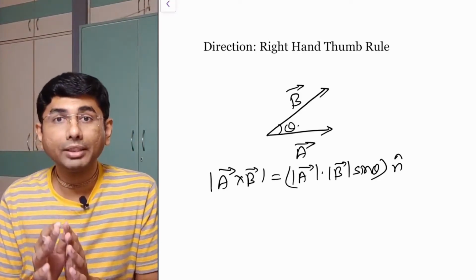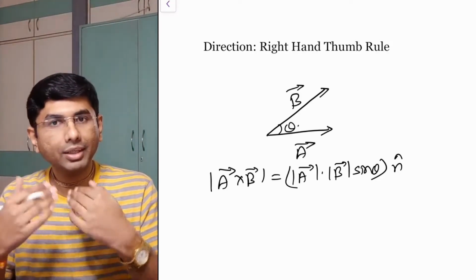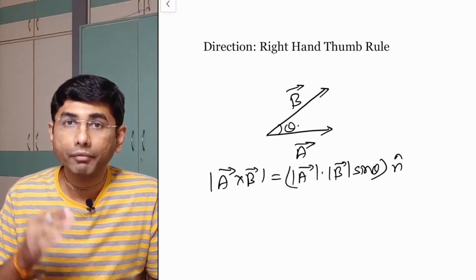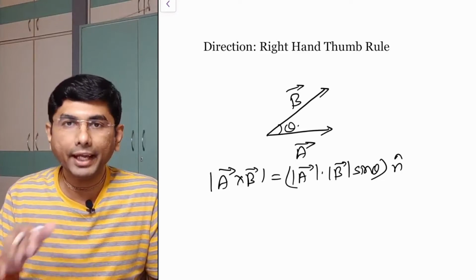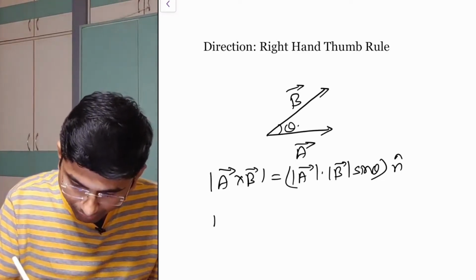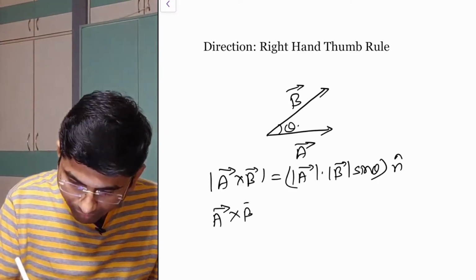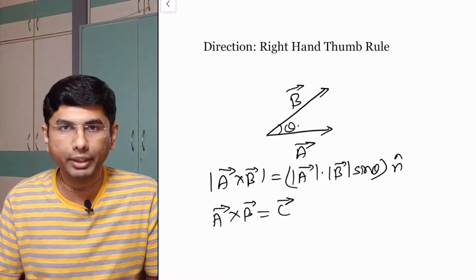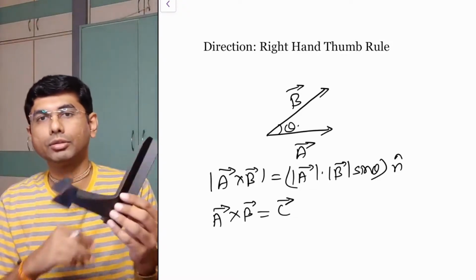Now you need to imagine what a cross b is. A cross b is another vector. What is that vector? This a cross b is a vector which will be perpendicular to both a and b. Imagine I have a vector cross b vector, and let's consider it a c vector. This c vector will be perpendicular to both vectors. Just imagine, I have something to show you.